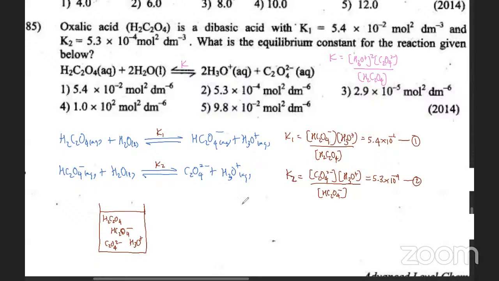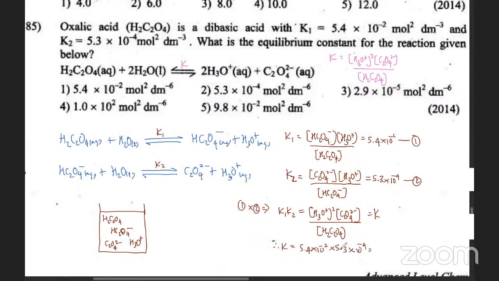You multiply 1 and 2, 1 into 2, that will be K1 K2. K1 K2, that is going to be equal to, when you multiply those two, this HC2O4 minus and this HC2O4 minus will get cancelled out, and we will get that equation which we need. C2O4 2 minus and H2C2O4, which is equal to our K. Yeah, so K is equal to K1 into K2. K1 is 5.4 into 10 to the power minus 2. K2 is 5.3 into 10 to the power minus 4.